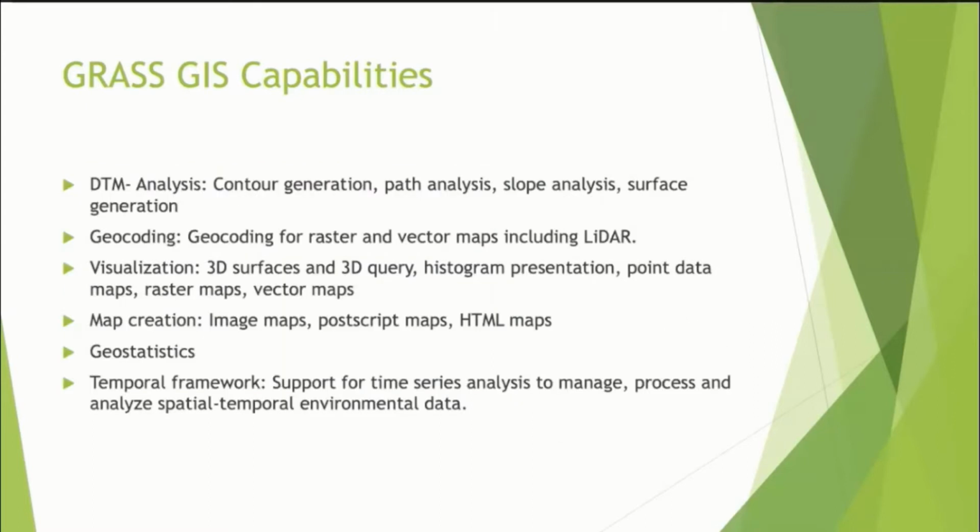This is our final slide going over the capabilities. We have DTM analysis, which refers to contour generation, path analysis, slope analysis, and surface generation. Then GRASS GIS can also do geocoding, and what this means is it can do geocoding for raster and vector maps, including LiDAR.